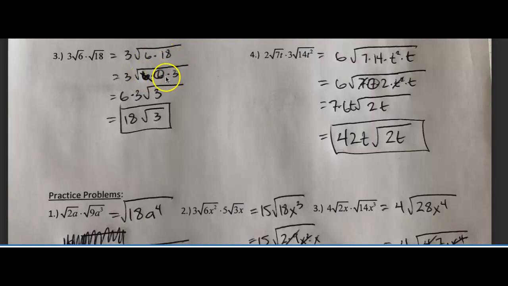18 is 6 times 3, and once I have 2 6's, I can take 1 6 out, and that 3 has to stay in. When I take a 6 out, I have to multiply it by the 3 that's outside the radical, so 6 times 3 is 18. 18 radical 3, final answer. On this one, I went ahead and I multiplied the 2 and the 3 both outside the radicals to get 6.